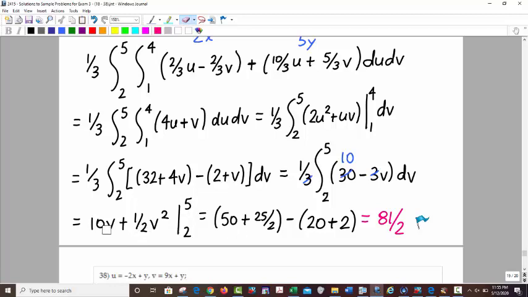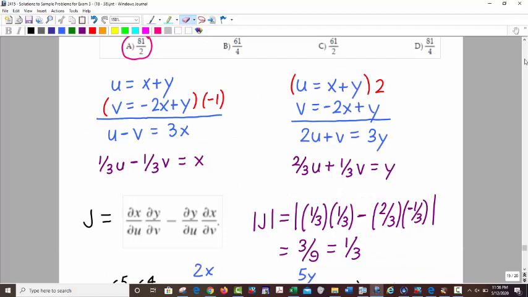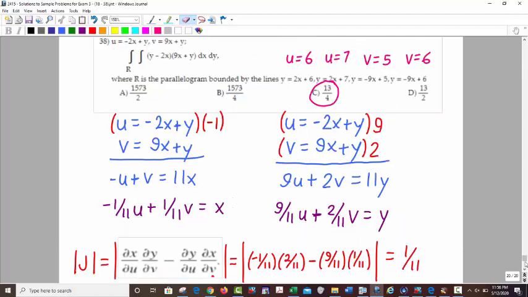And then put in 2, I'll get 20 here. 1/2 times 2 squared will be 2. And that all condenses down into 81 over 2, which was answer A. Let's take a look at the next Jacobian.